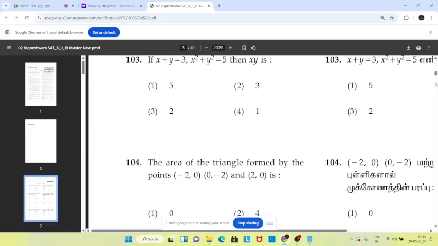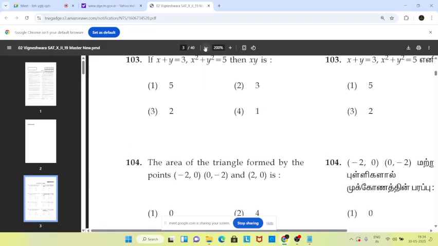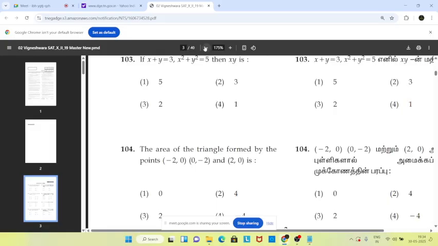Understood, all of you? I think it's not difficult. Let's not waste our time on easy questions. This one we will try. Fourth question, can you read?